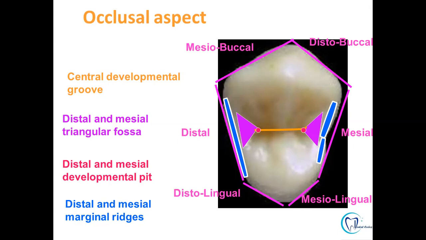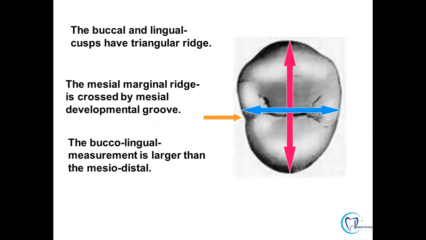So when you see the anatomy from the occlusal aspect, it is hexagonal in shape and it is bounded from all sides by the mesiobuccal cuspal slope, distobuccal cuspal slope, distal outline, mesial outline, distolingual cuspal slope, and mesiolingual cuspal slope. So in this way, we can draw one hexagonal outline for the maxillary first premolar. Also, the buccal and the lingual cusp have their triangular ridges, and the mesial marginal ridge is crossed by the mesial developmental groove. And when we compare the buccolingual measurement, it is larger than the mesiodistal.